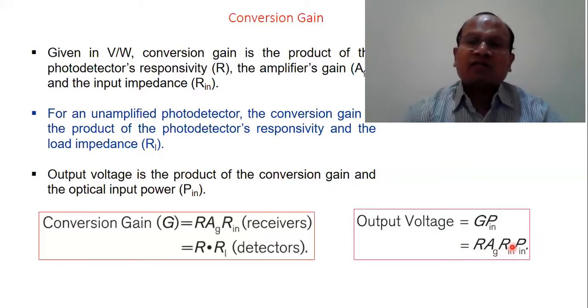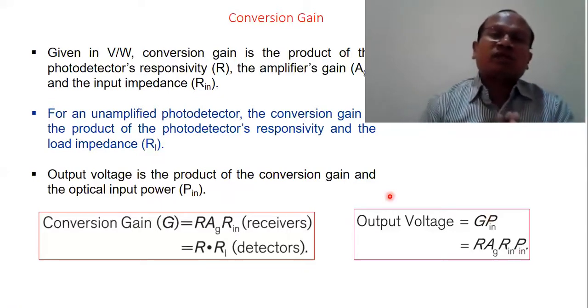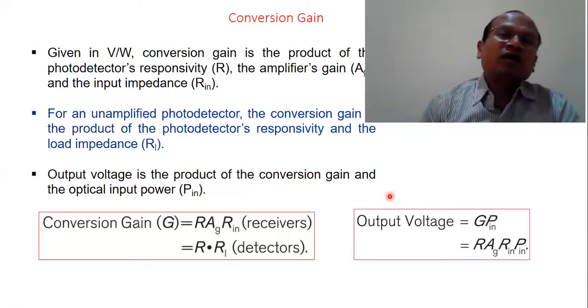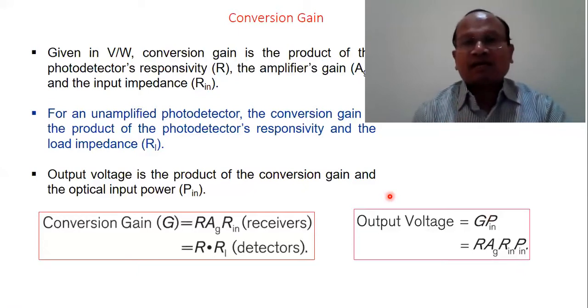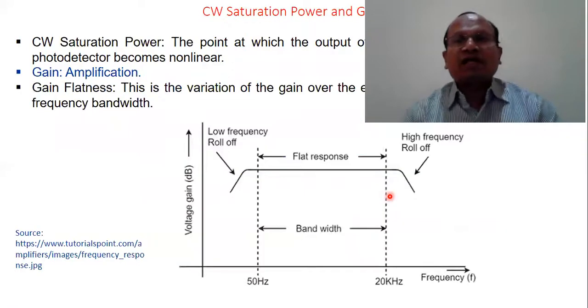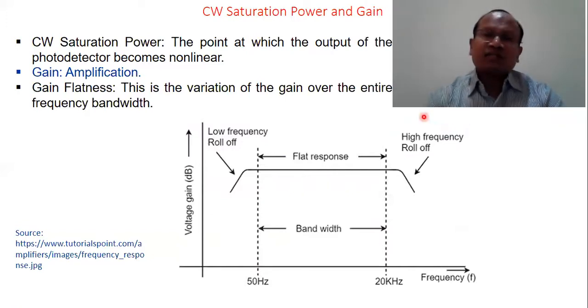So you can understand in one way that if we are giving some particular input power, how much output it is generating. So it's called conversion gain. Conversion gain means for the optical input power, how much electrical output signal it is generating. That is termed the conversion gain. The more the conversion gain, the more the electrical output. So therefore conversion gain has to be very high.